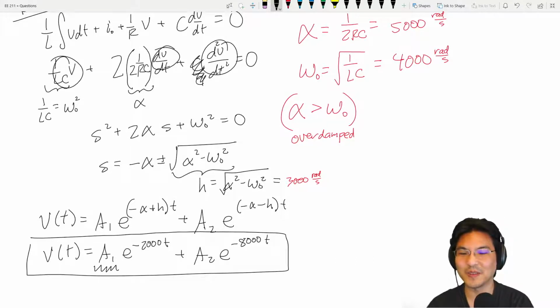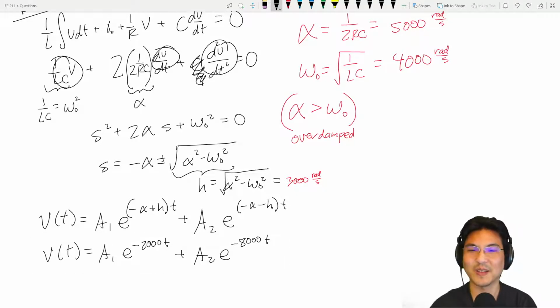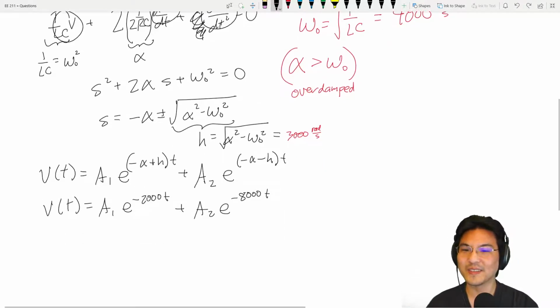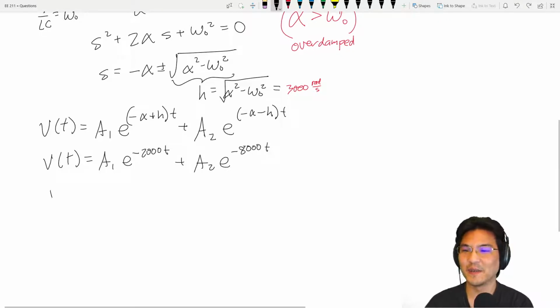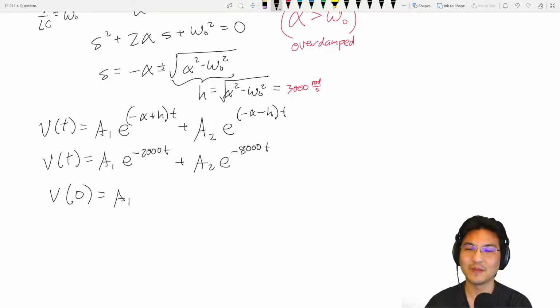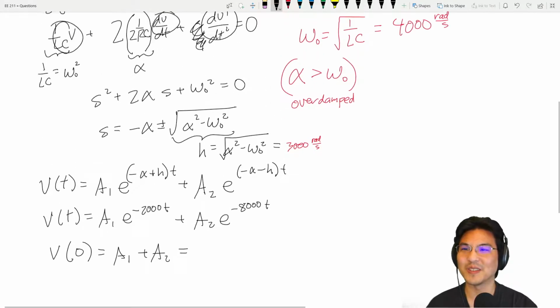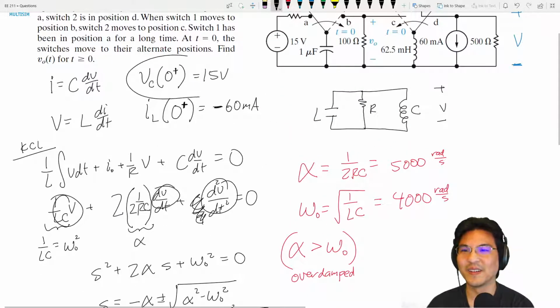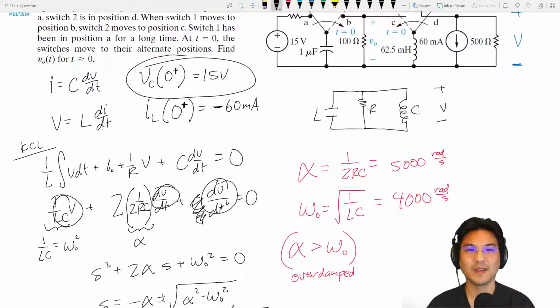We still need to figure out what is A1 and A2, our coefficients. So how do we do that? We need the initial conditions, meaning V at t equal to 0 would be A1 e to the 0, which is 1, plus A2 e to the 0, which is 1. Okay, and then what is the voltage when t equals 0? We got it right here, 15. Right, the voltage across the capacitor. Oh, sorry, I just noticed in my drawing, I wrote the letter wrong. This is the capacitor and this is the inductor.